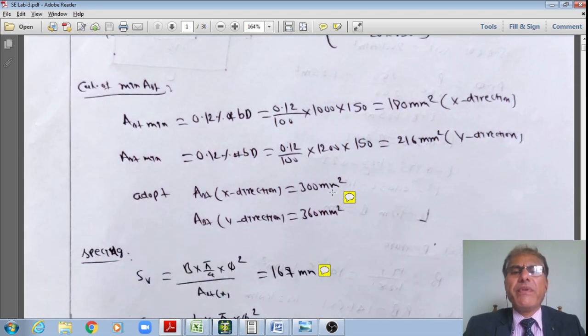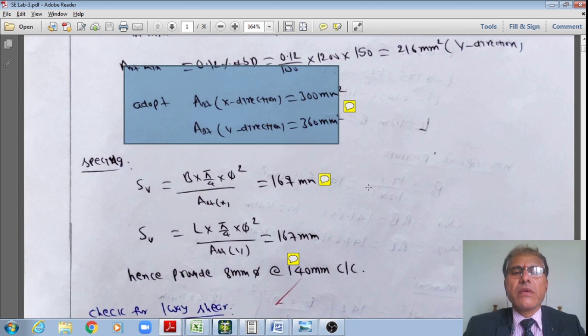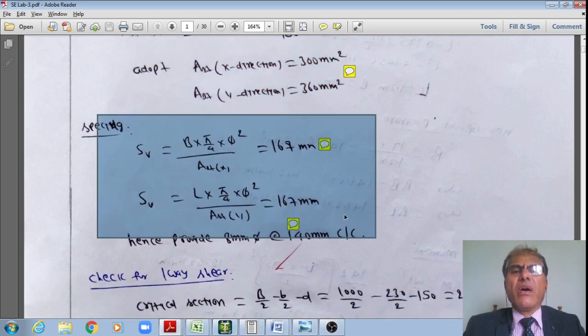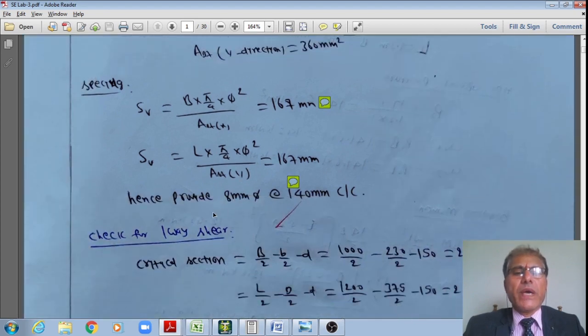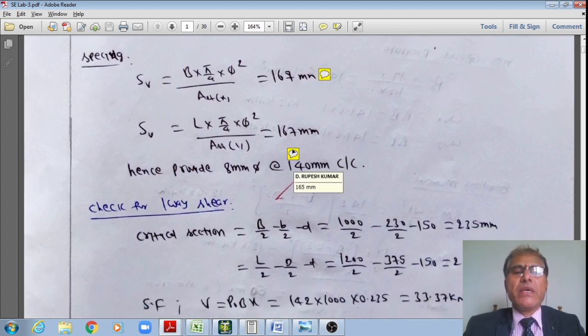Therefore, now I'm assuming that I'm providing the area as 300 mm square and 360 mm square respectively along both the directions. The spacing of these 8 mm dia bars required respectively is 167 and 167 mm. Therefore, provide 8 mm dia rods at a spacing of 165 mm center to center, right?